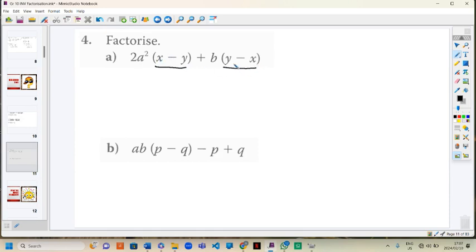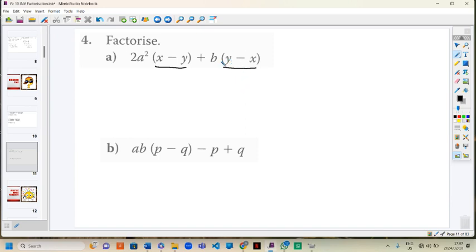This has an x, that has an x, this has a y, that has a y. But what's different? There's a little bit of a problem still. This one has a negative x, this one has a positive x. This has a negative y, this has a positive y. So they're not exactly the same. They're sort of the same, they're not exactly the same. How do I make them exactly the same?